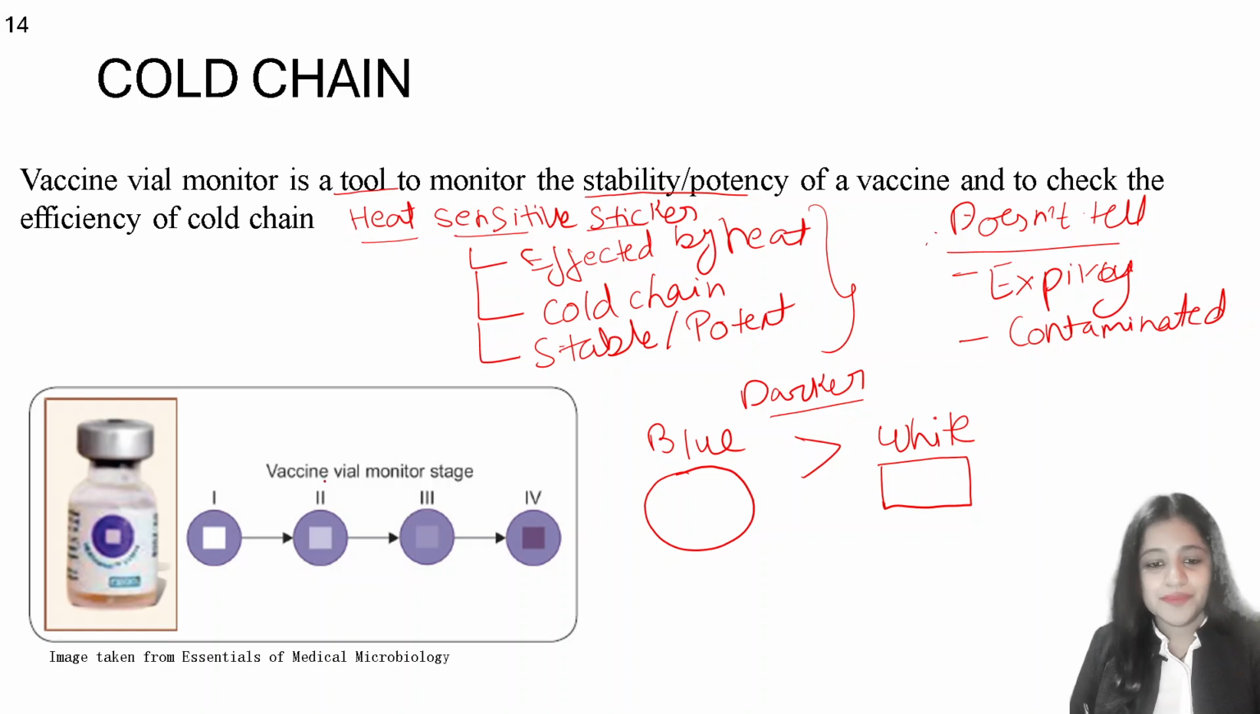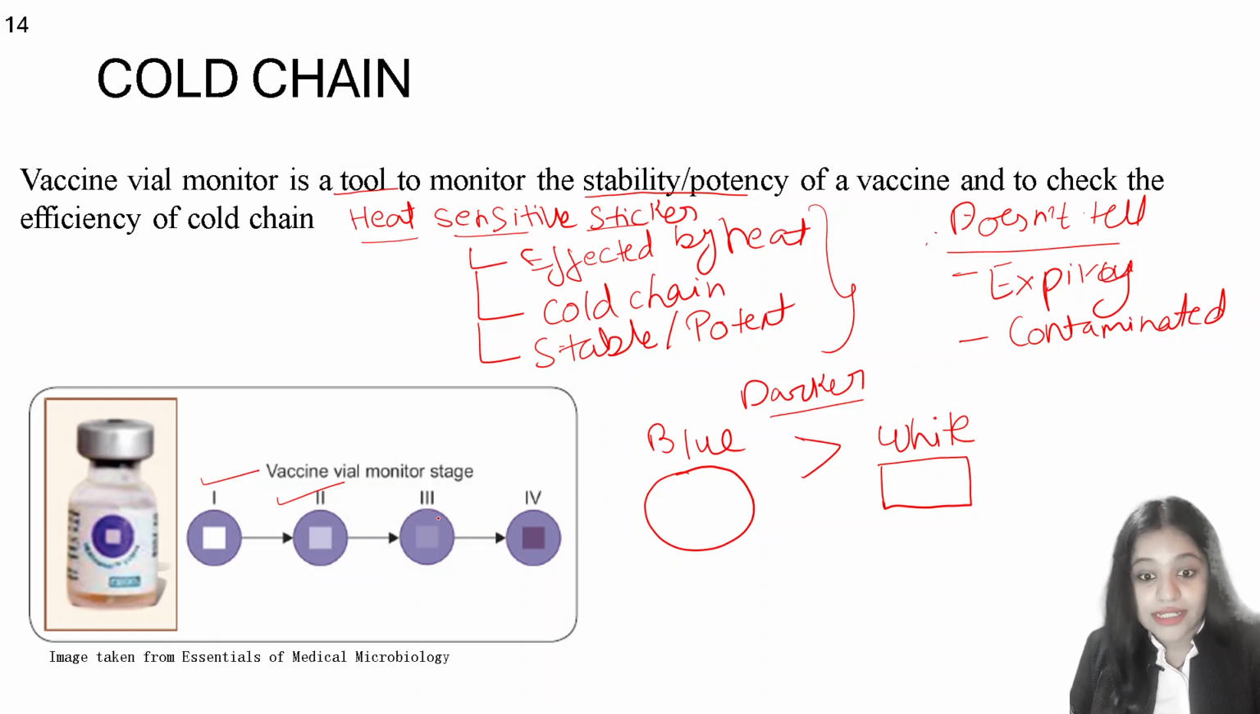So, WHO has come up with certain stages of your vaccine vial monitor to tell us till what stage it will be working. So, we'll see your stage 1: the outer circle is blue, the inner square is white. Here you can use the vaccine, it's stable. Second stage, your outer circle is blue and the inner square has become light blue. It's still working. Okay, good.